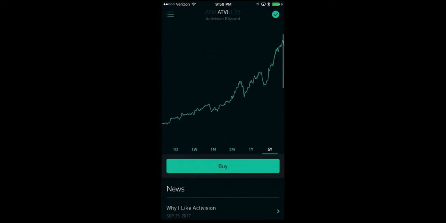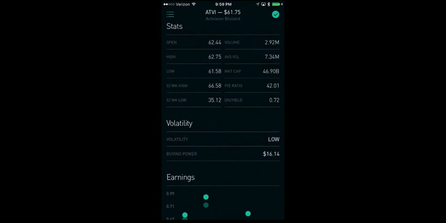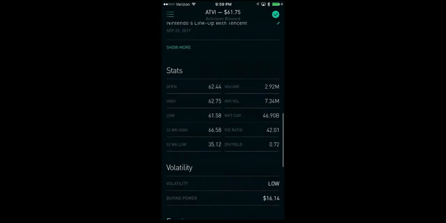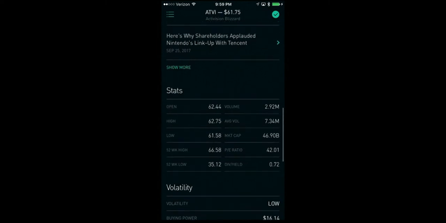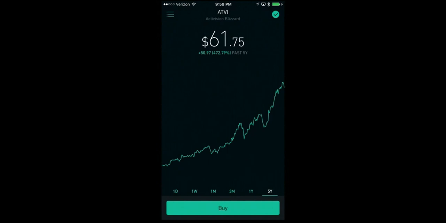They're going to continue to release new games, and these games are going to continue to sell. They have a following, and it's just like the next top movie release. Everyone's going to want it. So this company, for a video game company, does have a dividend of 0.72. Not huge, but it does have a dividend. That's $46.90 billion. And its volume is 2.92 million. It's a big company, so people are definitely in and out of the stock.